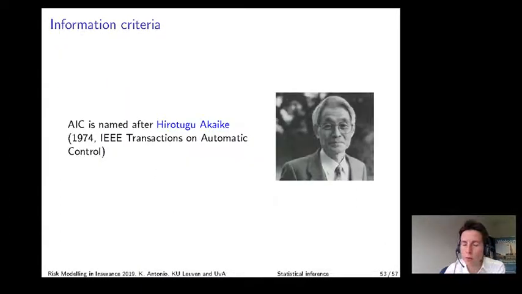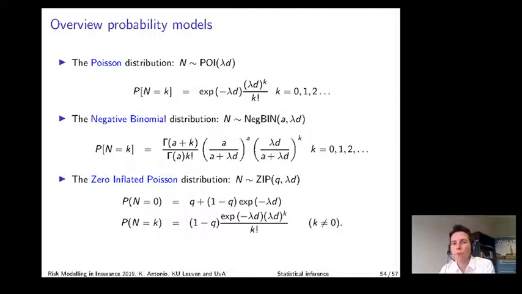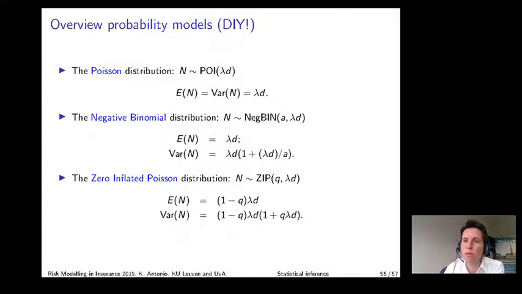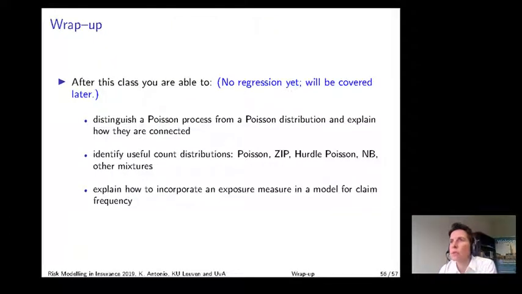So that's it for this video. The sheets end with an overview of the probability models that we discussed, the Poisson, the negative binomial, the zero inflated Poisson, with some useful expressions over here that you can verify. And I also list a set of learning outcomes that you should be able to master at this point.